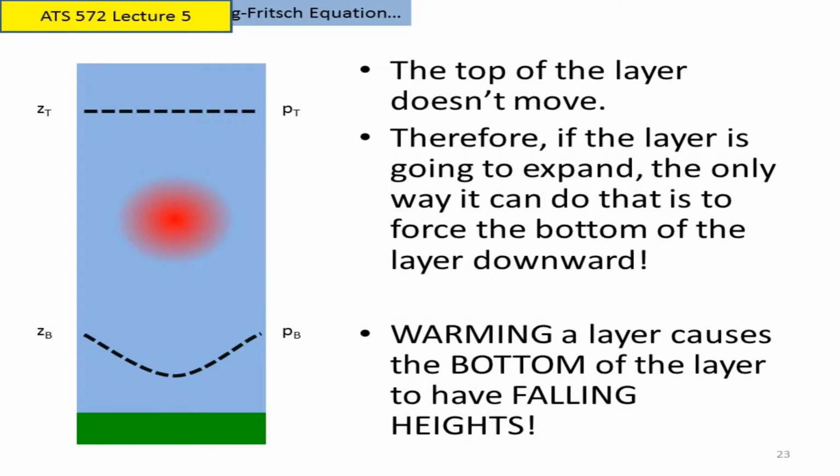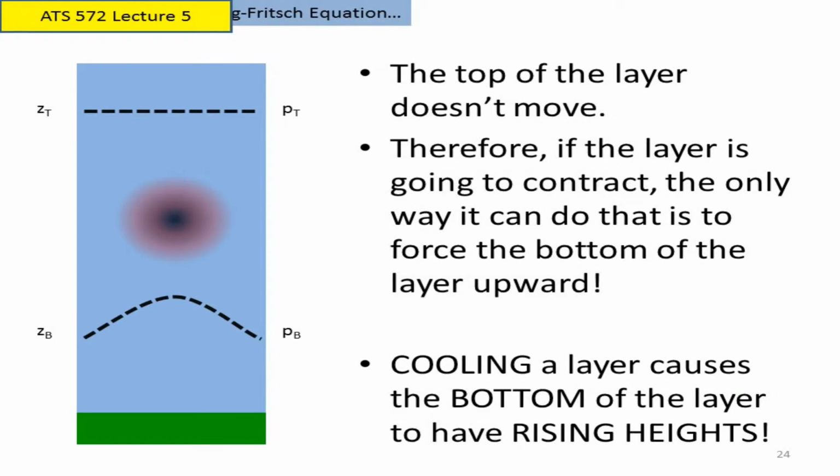The top of the layer can't move, but we still want that layer to expand, which means if we have warming above our level B, like ZB and PB or whatever there, then that makes that layer bow downward closer to the ground, and we have effectively cyclogenesis due to this warming above the ground. In the same sort of way, if you have cooling above our height B here, then as we pull the layer up higher, we get higher heights near the surface here.